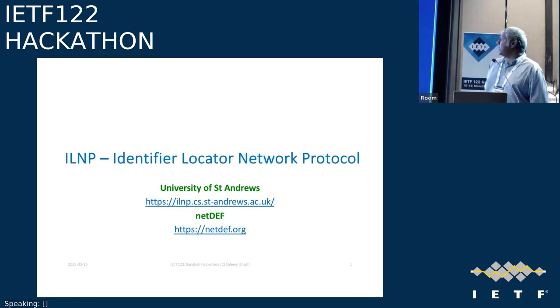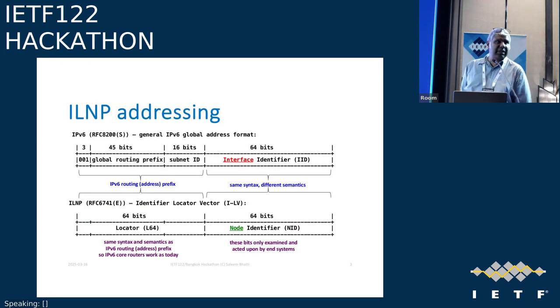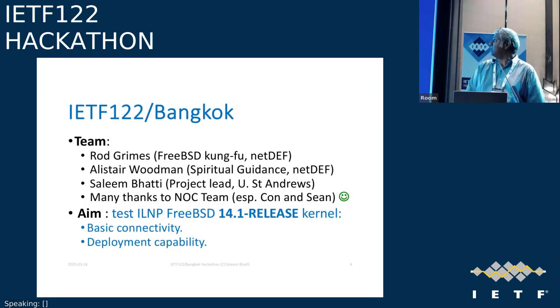Okay, so ILNP is the Identifier Locator Network Protocol. What we've been up to over the last few IETF meetings is refining an implementation that we have in FreeBSD 14 to make it work better and make it easier to deploy. Just as a reminder, what is ILNP? What is it trying to do? It's trying to change the addressing architecture used in IPv6 to make some gains in things like multi-homing, multipath capability, mobility, privacy, and security. And the challenge is to do that without breaking the network and without breaking the application, so having existing applications still work as they do.